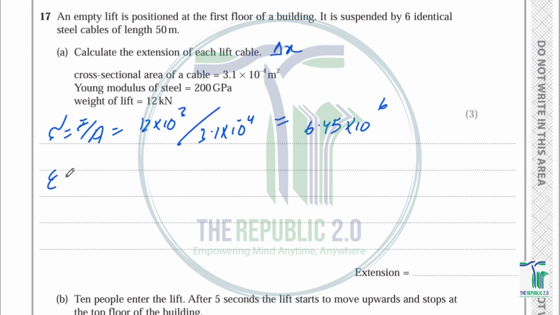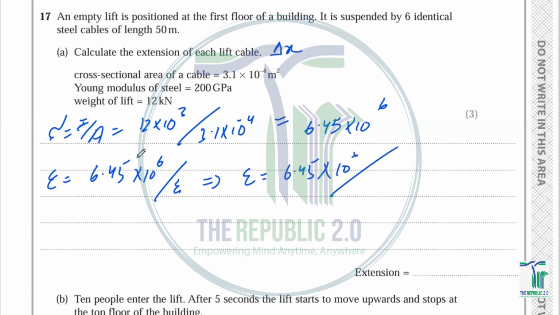So the Young's modulus is going to be the stress upon strain. You've got the stress that is 6.45 times 10 raised to the power of 6 divided by the strain. So the strain is going to be 6.45 times 10 raised to the power of 6 divided by the Young modulus. The Young modulus is 200 gigapascals, that is 10 raised to the power of 9. By just calculating it down, I would be having 3.23 times 10 raised to the power of negative 5. That is how we're going to calculate the strain.